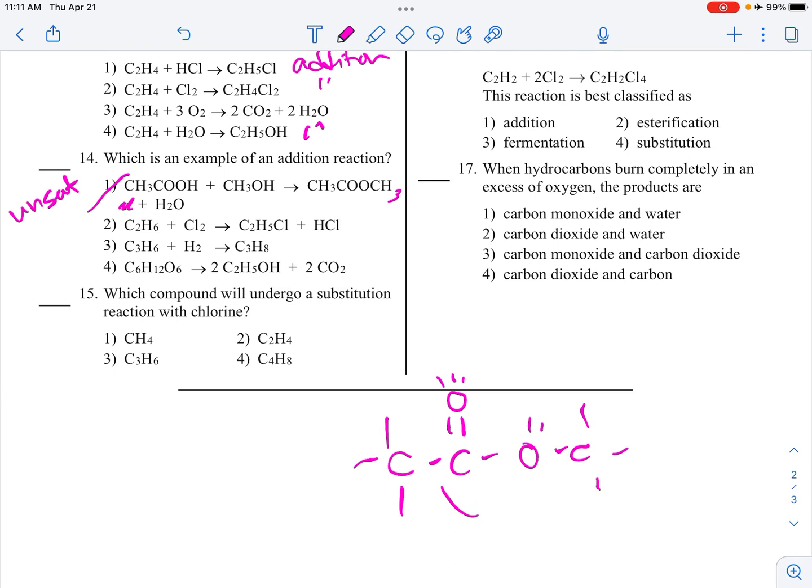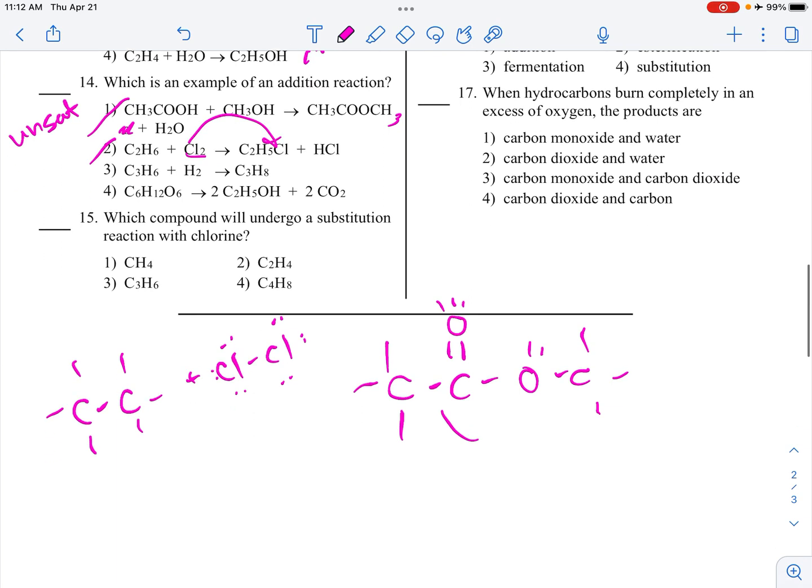Looks like this, C2H6 plus Cl2. Look, that's a substitution. They put a Cl in and take an H out. Oh, C3H6. So C3H6. 1, 2, 3, 4, 5, 6, 7, 8. It can't be that. So it can't be an alkane.